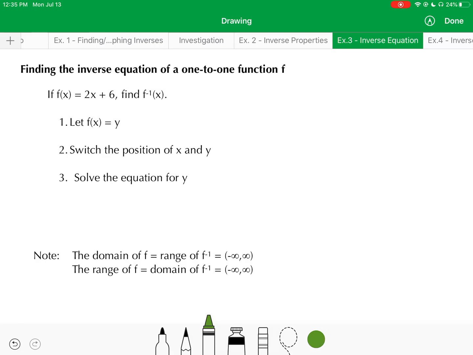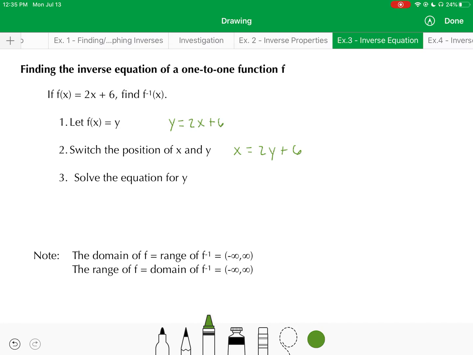So here I have a linear function, f of x equals 2x plus 6. All lines are one-to-one, right? So I know that the inverse is going to be a function as well here. So to find the equation for the inverse, I'm first going to think of f of x as y. I'm going to treat this as y equals 2x plus 6. And then I'm simply going to switch the position of x and y. All right, so right here is an equation to represent the inverse function.